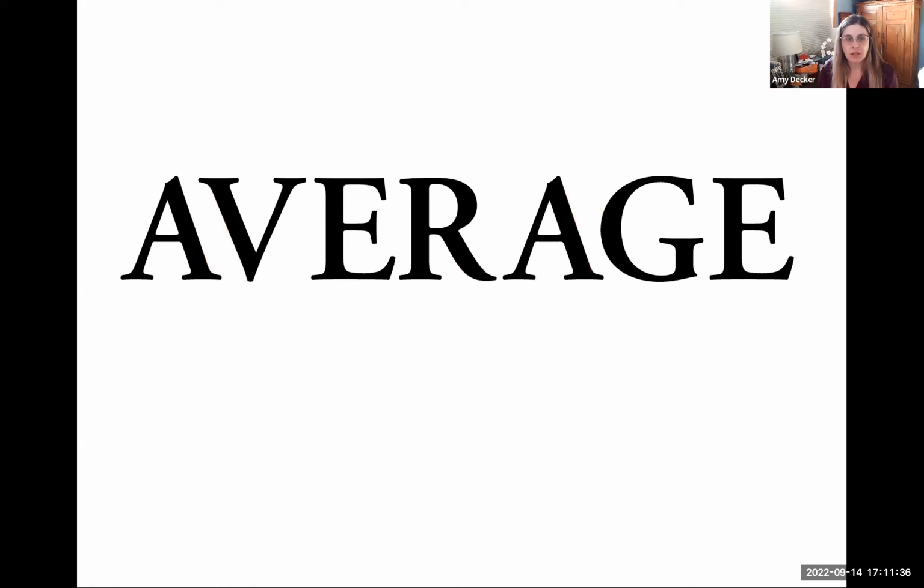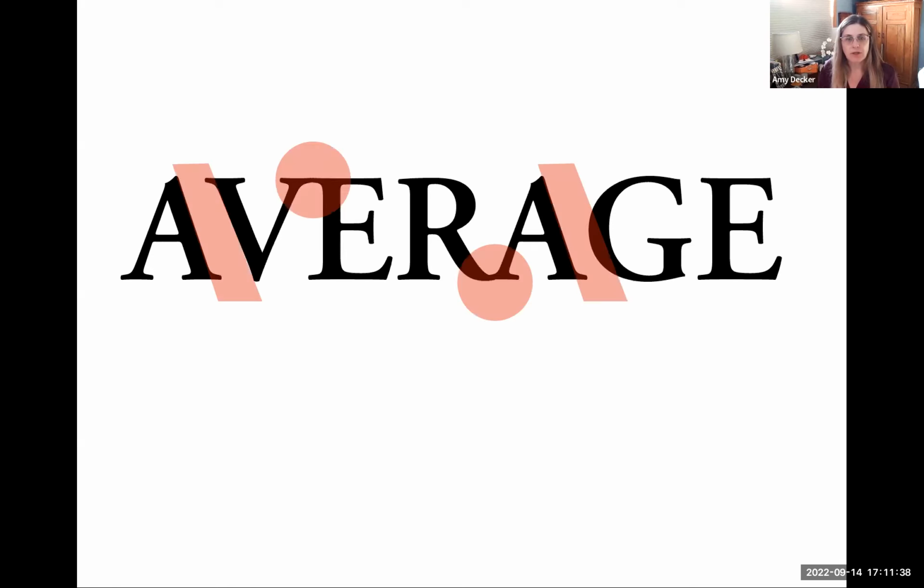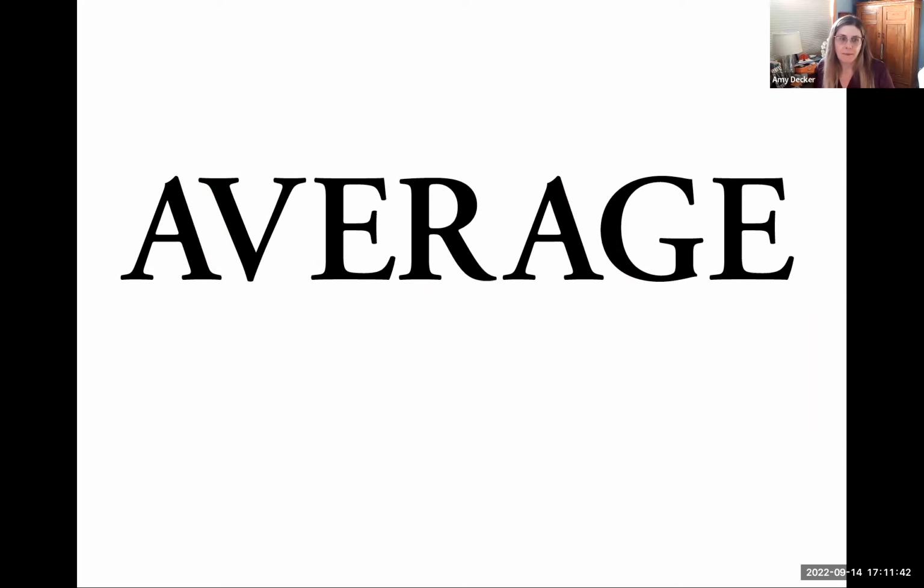You don't want them touching. So the areas where the R and A were touching and the V and E were touching, that was a problem. And again, this isn't mathematical, it is optical.